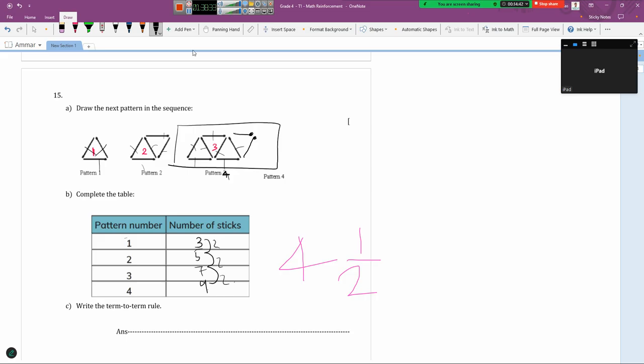Add 2. Term to term rule means, what's that? Add 2. Yeah, term to term rule means for finding the adjacent or the subsequent terms, you have to add 2, right? So for the subsequent terms, you have to add 2. So that is the term to term rule.